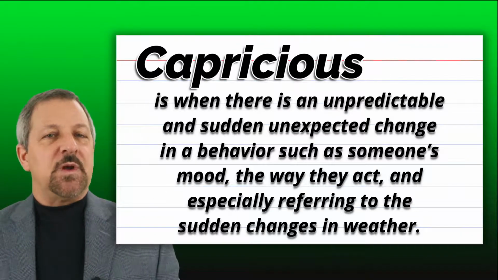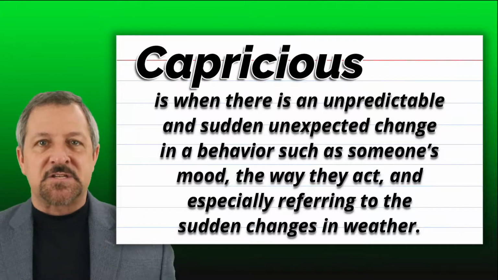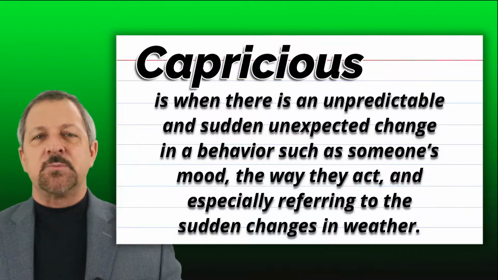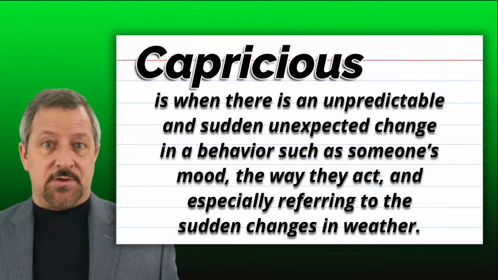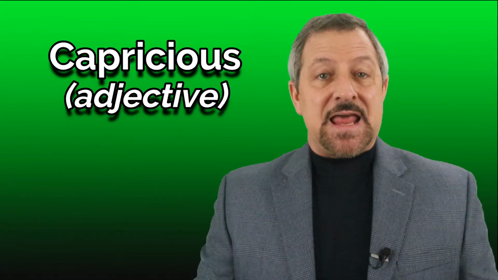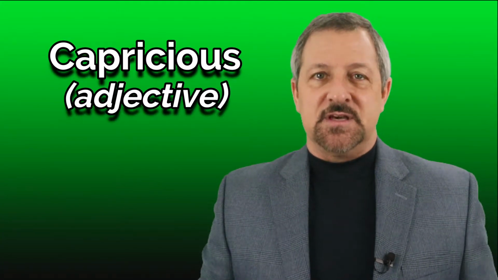Capricious. A basic definition of capricious is when there is an unpredictable and sudden unexpected change in a behavior, such as someone's mood, the way they act, and especially referring to the sudden changes in weather. Examples of capricious as an adjective when used in a sentence sounds like this.